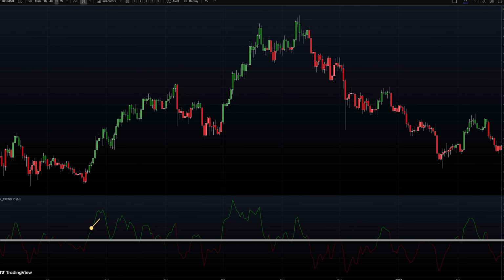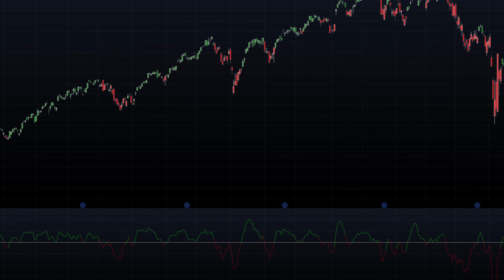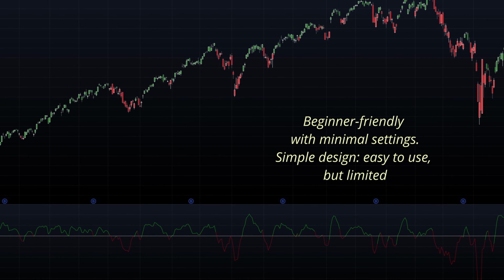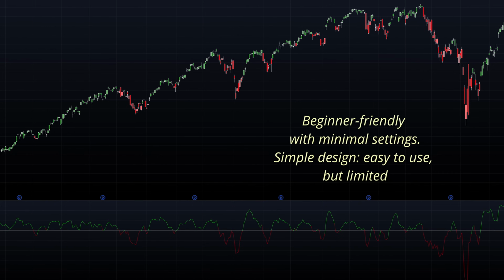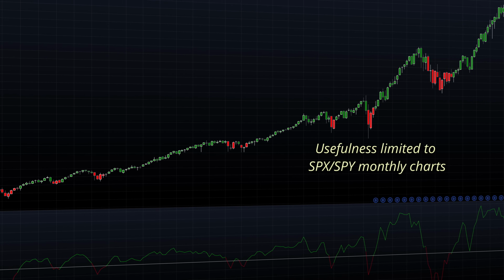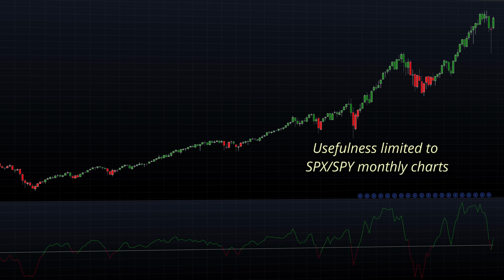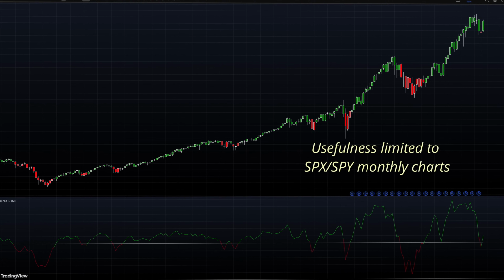Visually, the indicator features both a spread line oscillating around a zero baseline and color-coded bars, providing immediate insight into market direction. Its simplicity is both an advantage and a limitation. The minimal settings make it beginner-friendly and easy to use. However, its usefulness is confined primarily to monthly analysis of SPX or SPY, limiting broader application.